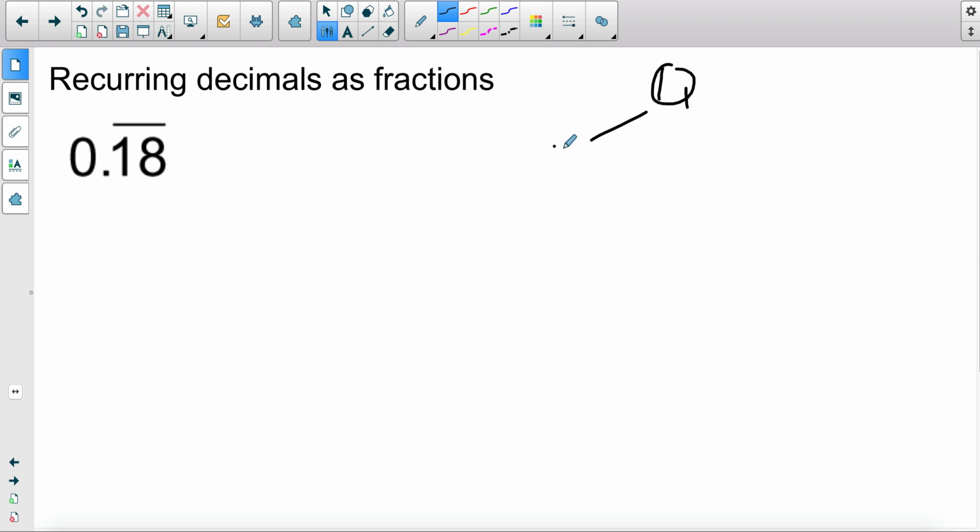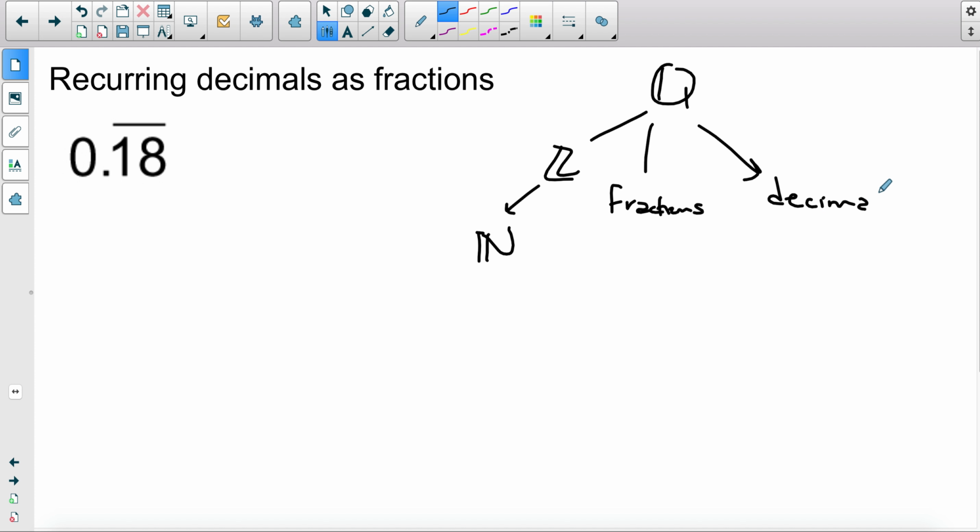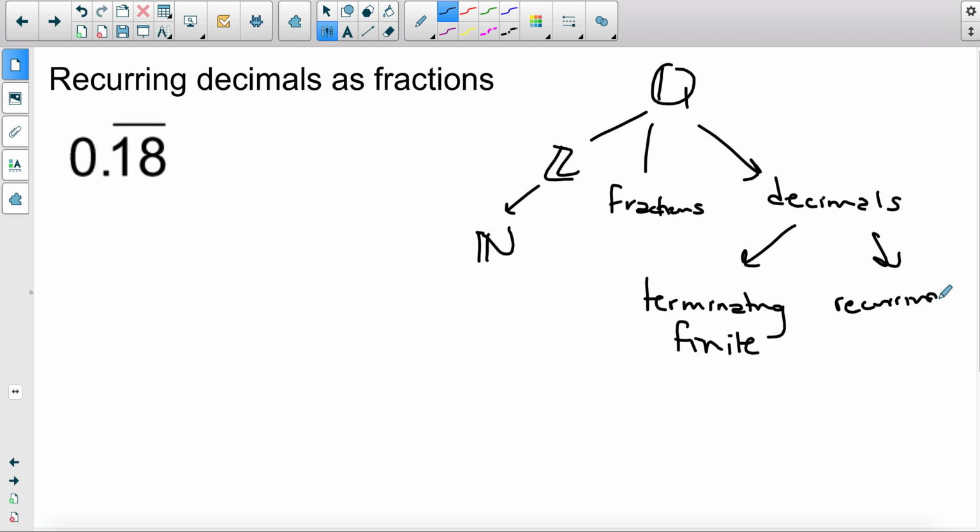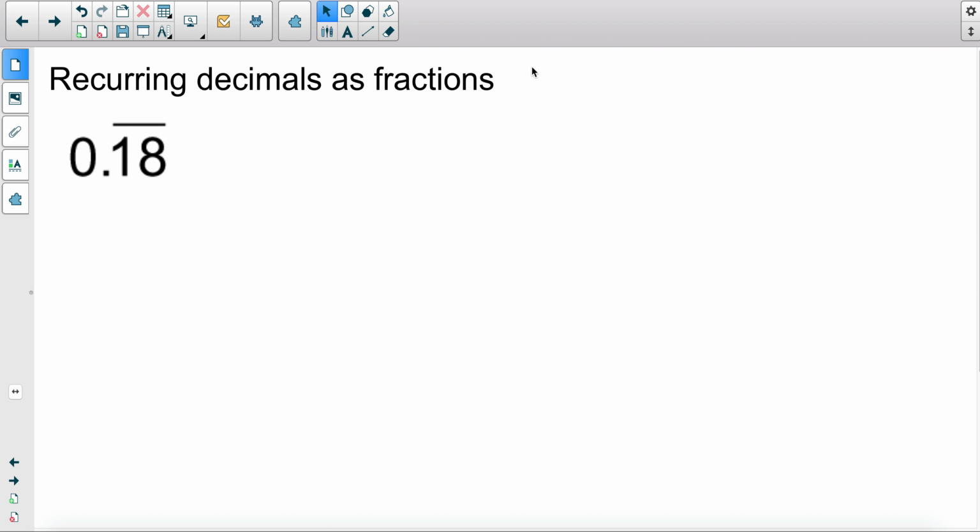And you get the integers, which automatically include the natural numbers, you get any fraction, and then you get the decimals. But there are only two types of decimals that can be written as fractions. They are terminating decimals, or finite, so the opposite of infinite, or recurring decimals, so those that repeat. And it might not seem too clear why recurring decimals can be written as fractions, or how they can be written as fractions, which is what we're going to do today.